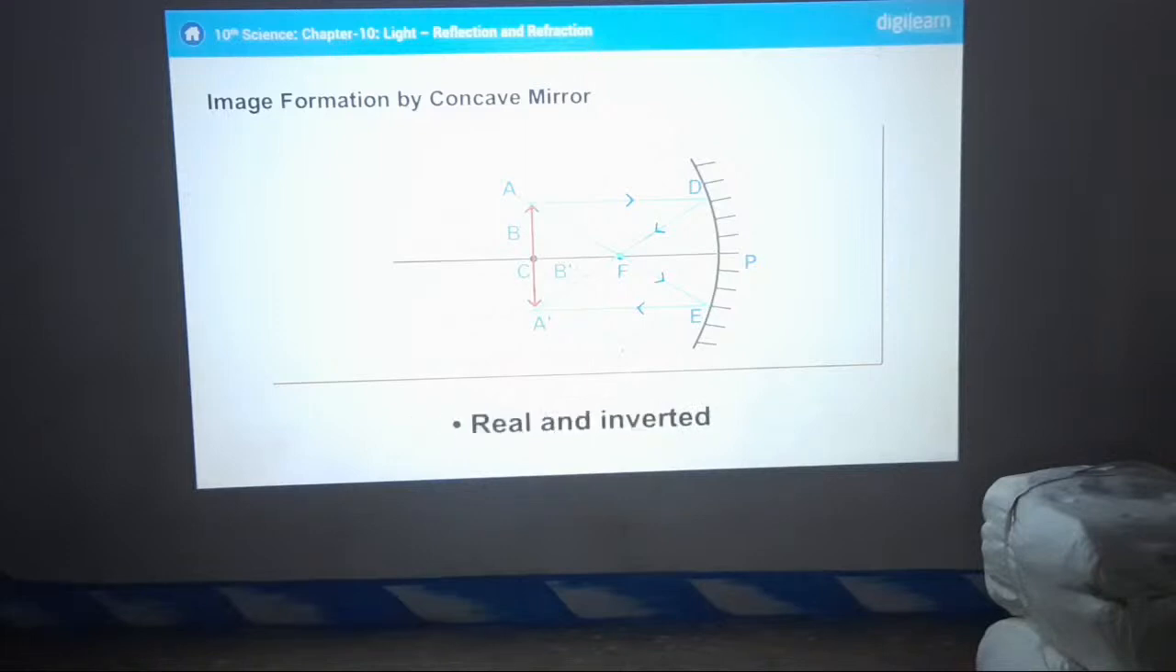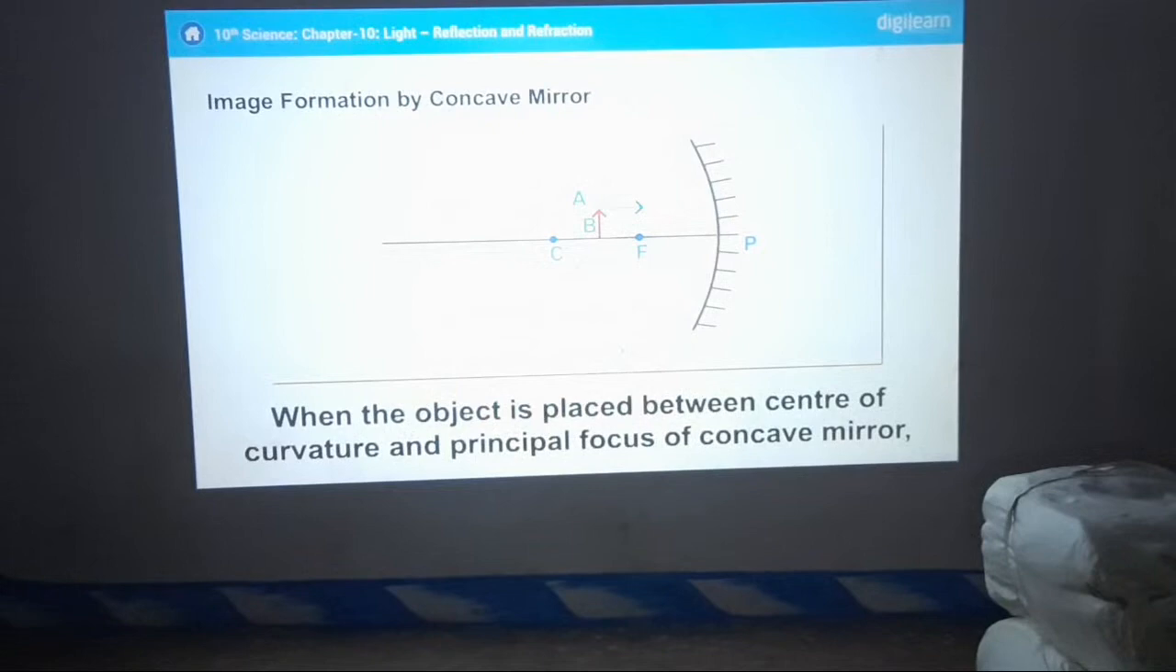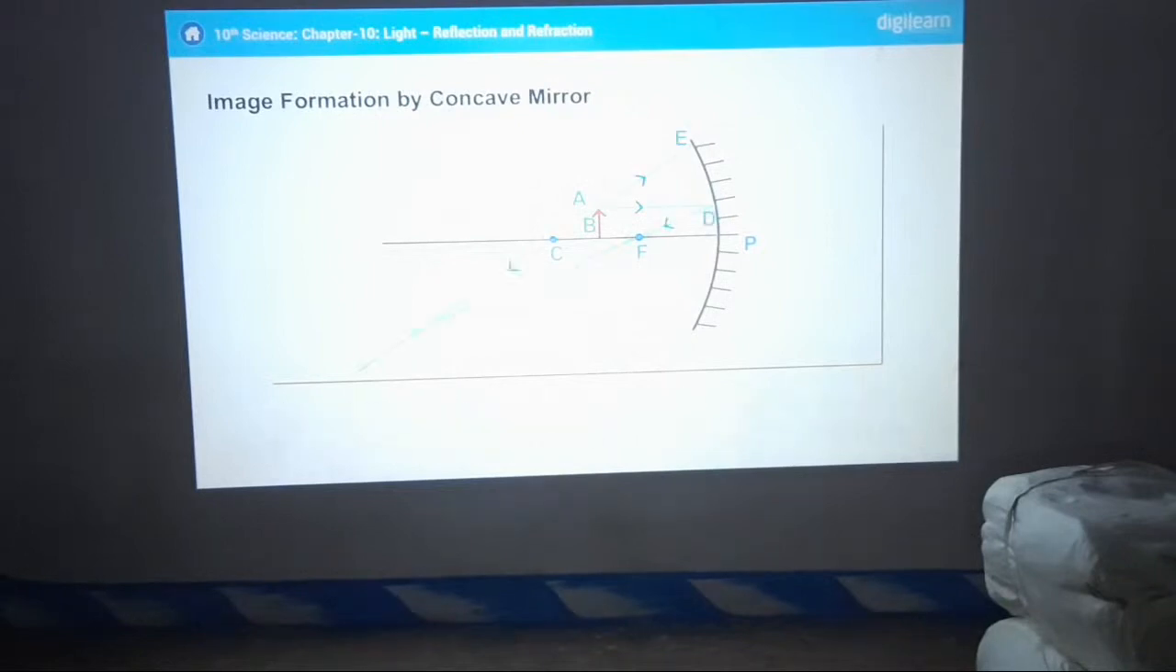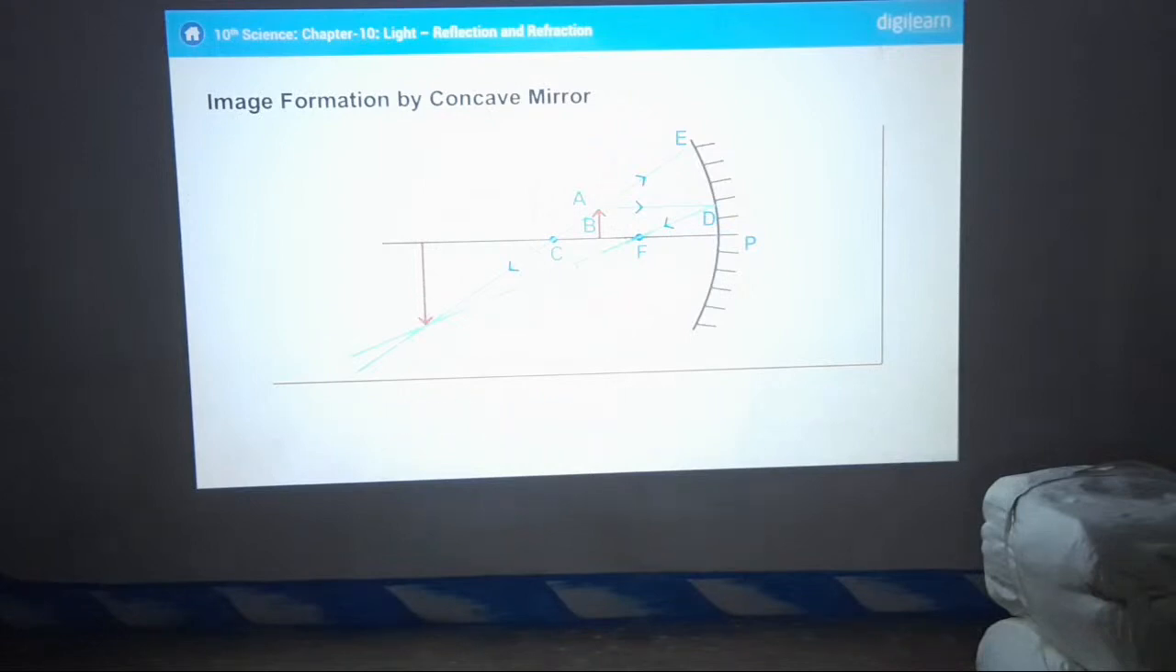Object between center of curvature C and principal focus F. When the object is placed between center of curvature and principal focus of a concave mirror, a real image is formed beyond the center of curvature C. Properties of image: larger than object, real and inverted.